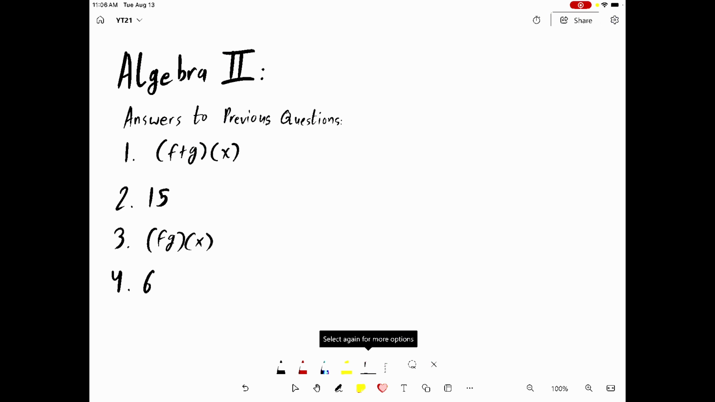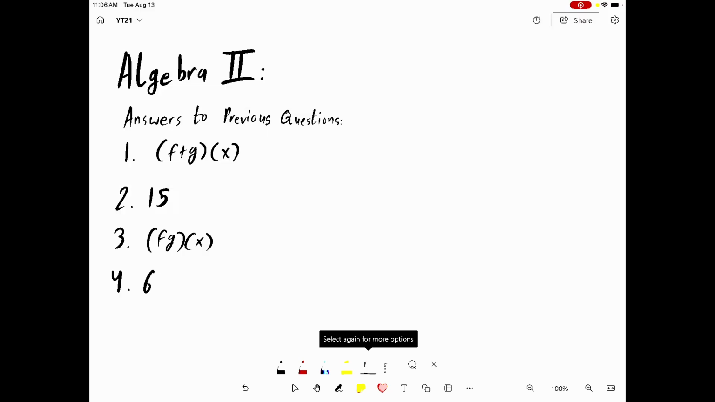Without further ado, let's go on to our answers to our previous questions. For our first question, we have f plus g of x is our answer. Alright, for our second question, our answer is 15. For our third question, our answer is fg of x. And our fourth question, the answer is 6. Let's go on to the lesson.